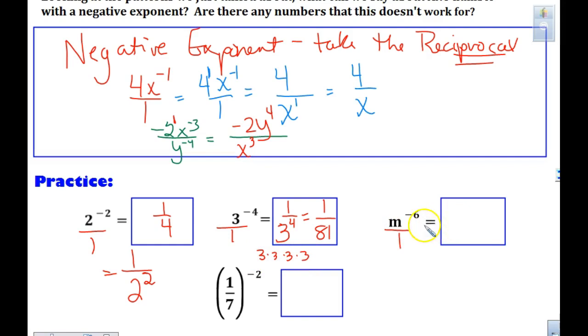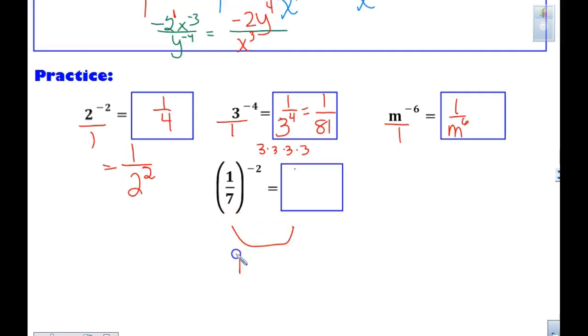The next one, as I take a look at it, Nick, I have m to the negative 6 over 1. 1 over m to the 6th, and we're done with the problem because we don't have to rewrite it any more than that. This next one, we want to find the reciprocal of 1/7. Lisa, the reciprocal of 1/7 should be 7. So when we find the reciprocal, right, the reciprocal of 1/7 is simply 7 over 1. Since we found the reciprocal, we're now going to put a positive exponent. Negative becomes positive once you take the reciprocal. So we now have 7 squared over 1 squared, which is the same as just 7 squared, or 49.